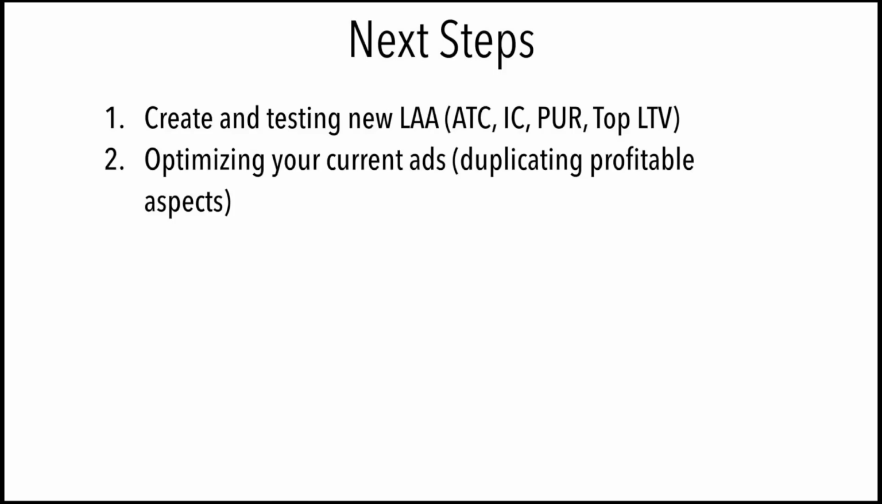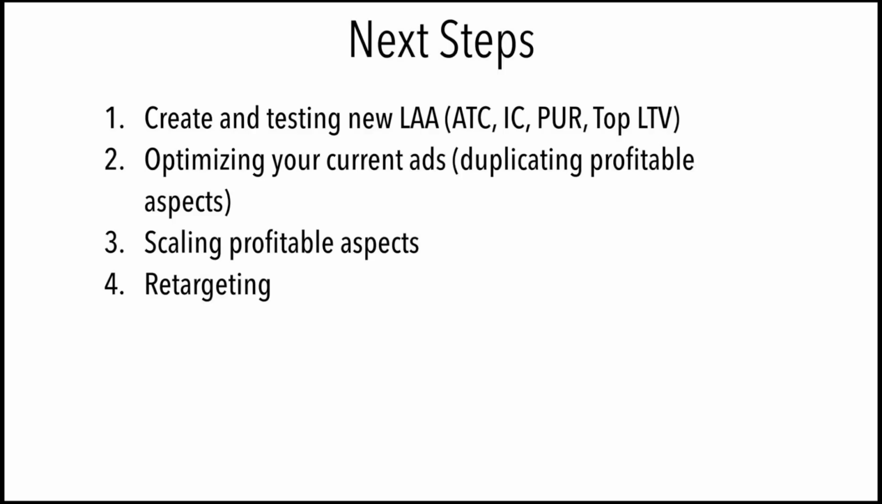We're going to be optimizing your current ads, so duplicating profitable aspects. So for example, if an ad set is doing well, but it's only doing well with women and the male is just spending money, well, we can go ahead and duplicate that ad set, take women out of it or take out men, whichever way I set it, and go test that. We're going to be scaling profitable aspects, and we're going to be retargeting, which again is another very, very profitable aspect, which I'll be talking about in a different video.